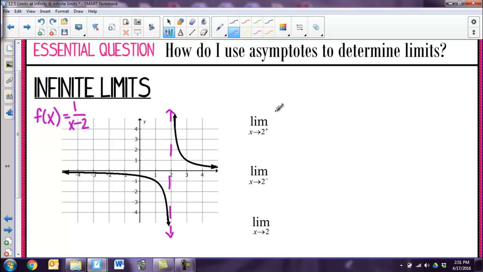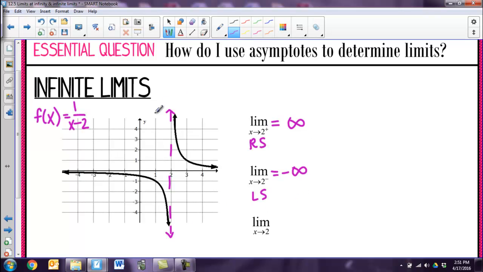So if I look here, remember if you have a little plus sign up there, that means I'm coming from the right side. And I'm looking at that branch going up and up and up and up, and it's getting closer to positive infinity. So I have that right side limit is positive infinity. Now if I'm coming from the left side and I'm looking, this one is getting smaller and smaller and smaller, which means that I'm approaching negative infinity. So I can have a one-sided limit on these guys. However, if I look, the right side doesn't equal the left side.